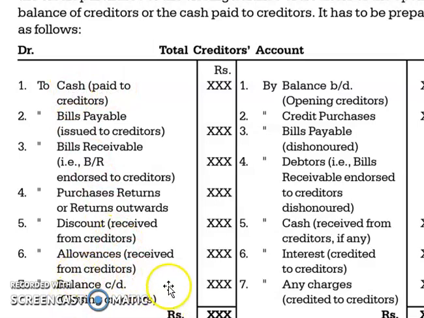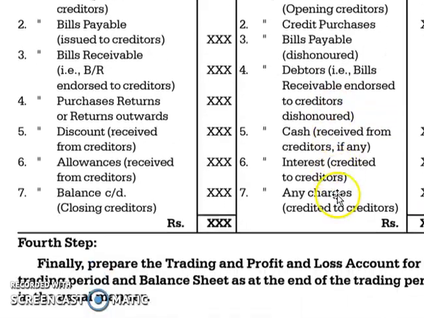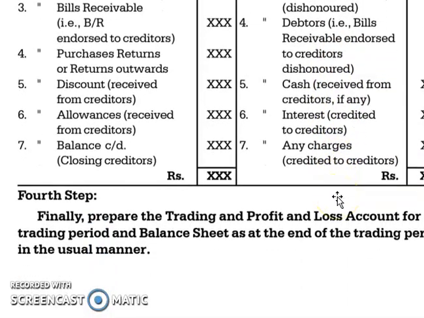To balance carried down, closing creditors may be a balancing figure. Again we are having to balance brought down as a balancing figure. To credit purchases may be a balancing figure. Rest all the items will appear as they are. It depends on the problem. So these are the basic things we need to understand.